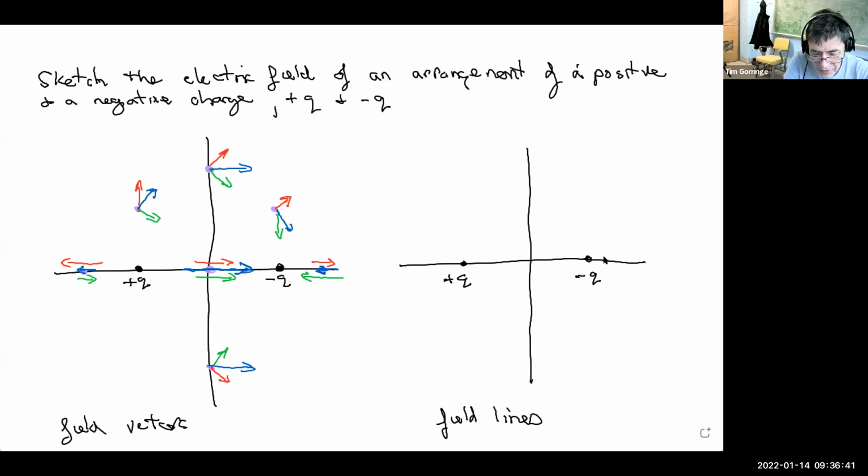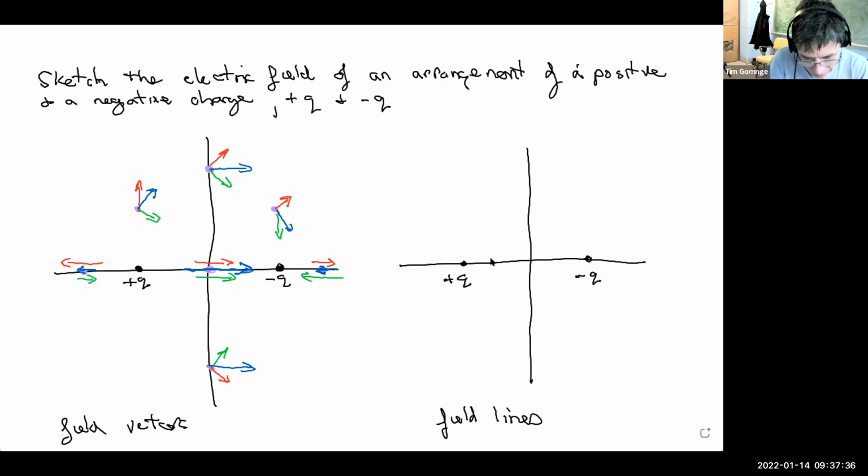And then finally, if I were far from the charge distribution, what would I expect? If I went really far from the charge distribution, what I would expect is that, well, I've got a positive charge, I've got a negative charge. Far from the charge distribution, they look like they're pretty close. It looks almost like a neutral object. I'd expect actually very, very little field far from this charge distribution.